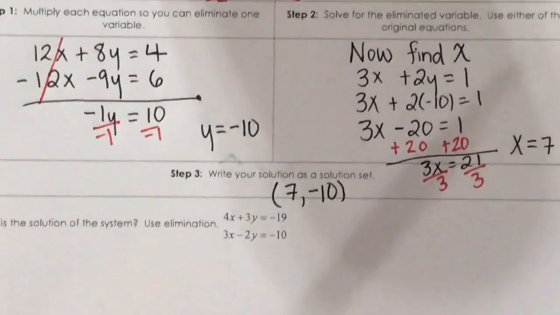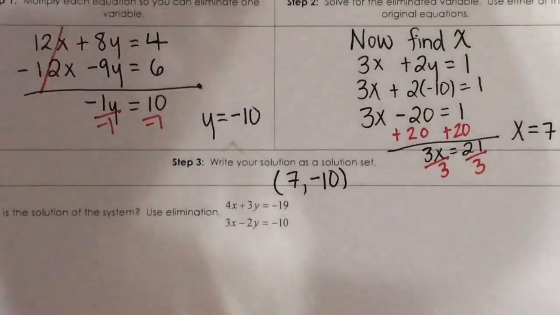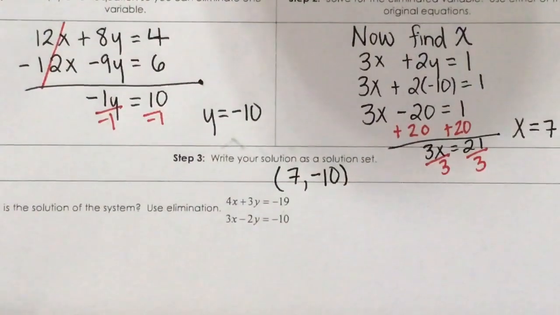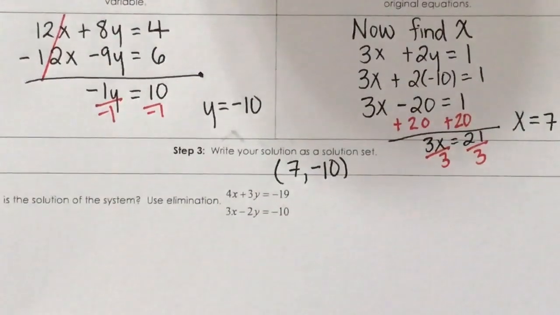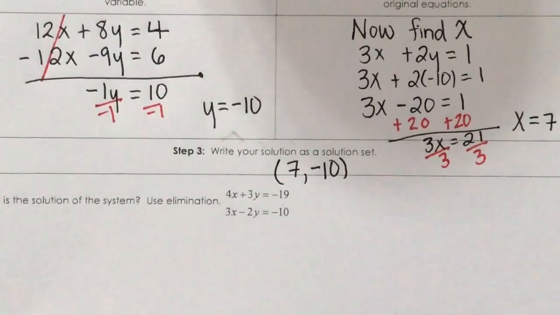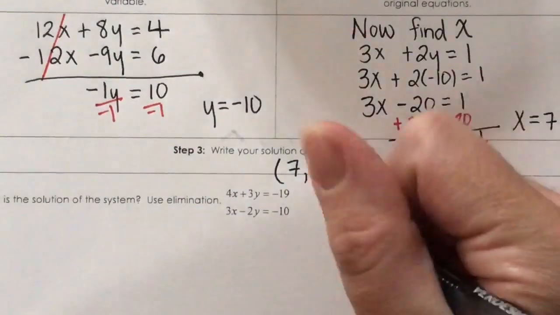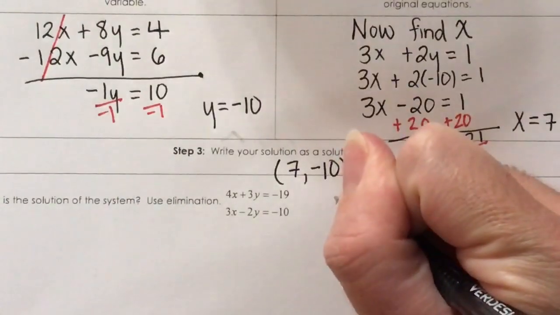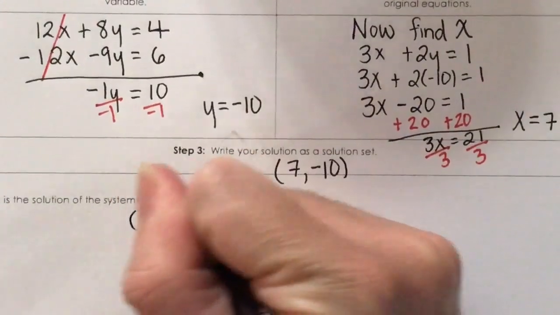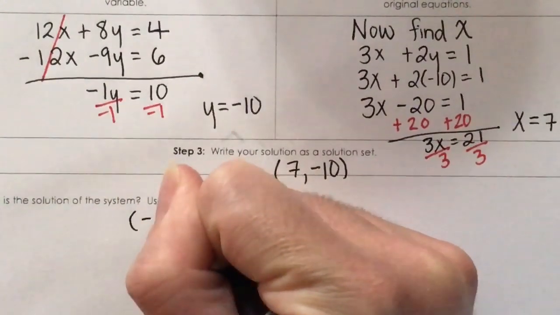Okay, so pause your video. You try the next one. And then when you're ready, you can check your answer and see how you did. Okay, so hopefully you found that your solution that these two have in common is the point negative 4, negative 1.